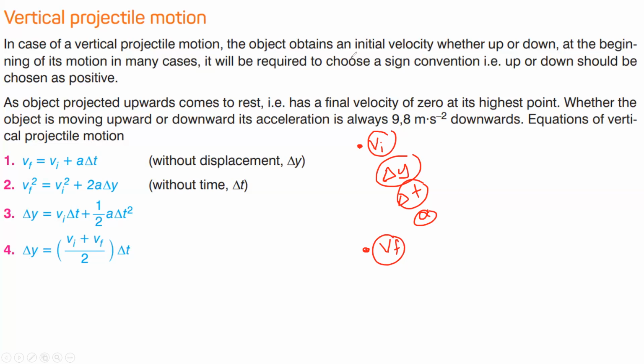And then let's see what else they are saying here. Let's just check as object projected comes to rest. Final velocity is 0, highest point. Yes, this is the important one. This is another motion. First motion, what was it? Free fall, right? V initial equals 0, we said, and then object is going down. This is our first motion. But second one, object from ground and going up. So when object going to highest point, V final equals 0.